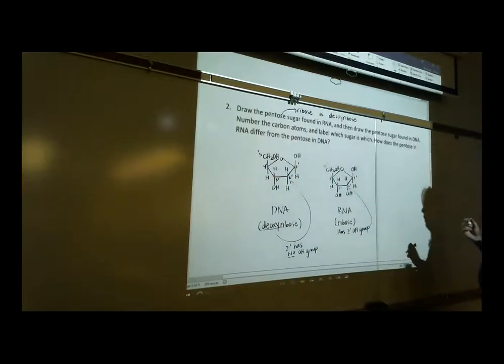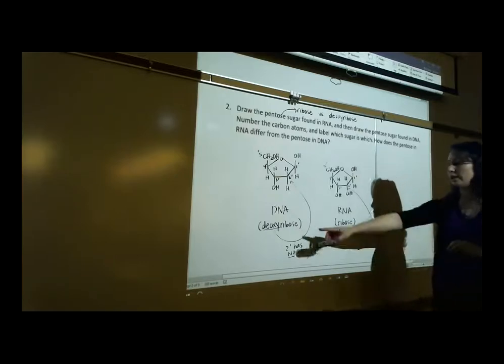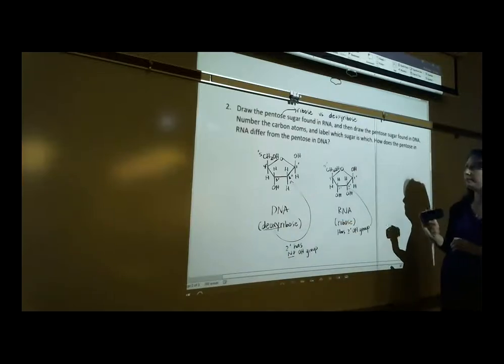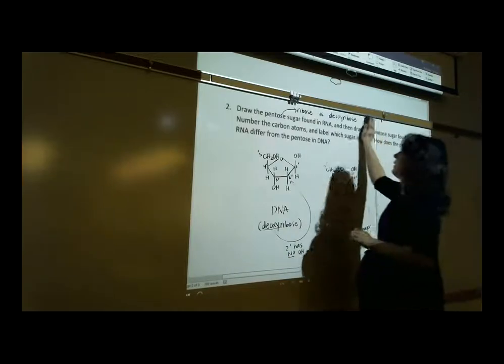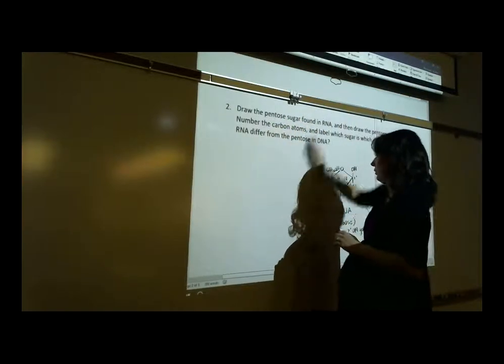Okay, deoxyribose versus ribose. Deoxyribose is the sugar of DNA versus ribose is the sugar of RNA. Hence the name deoxyribonucleic acid versus ribonucleic acid. And they're both pentose. Pentose just means 5.